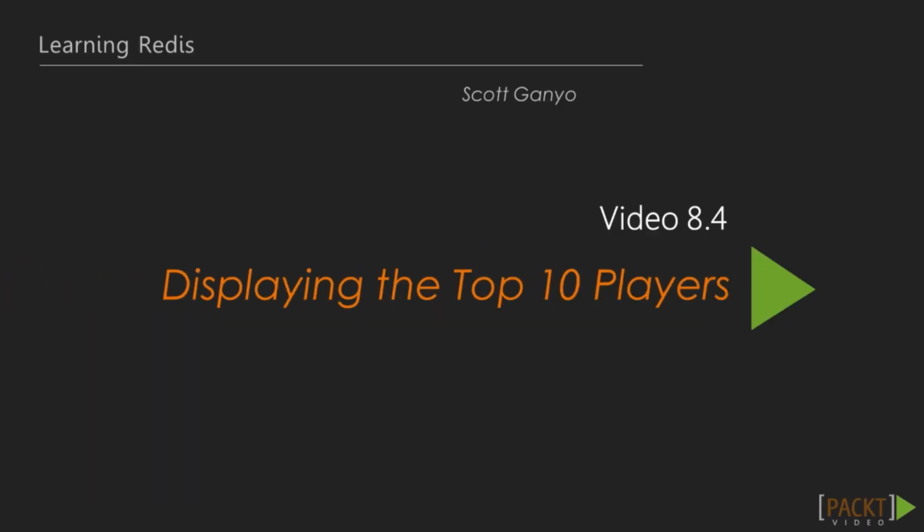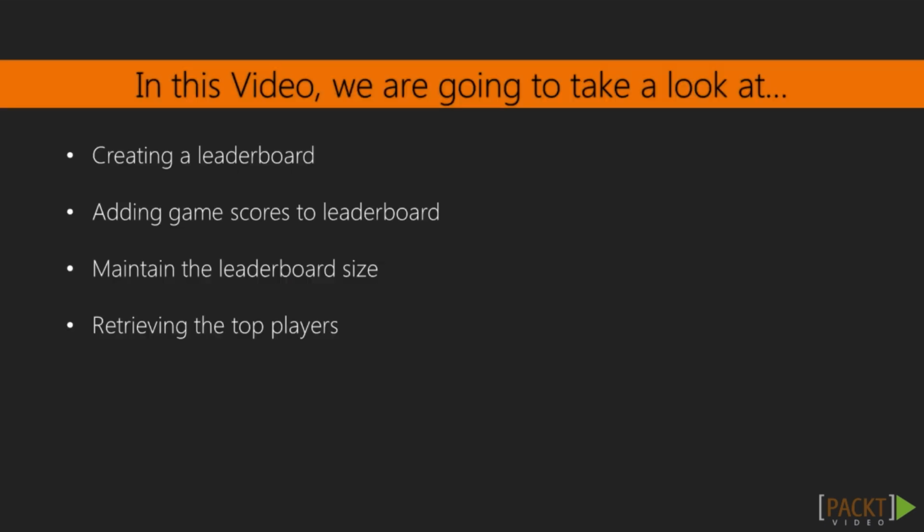Welcome to Learning Redis, video 8.4, displaying the top 10 players. In this video, we'll create a game leaderboard and add the game scores to it. We'll see how we can maintain the size of the leaderboard so it doesn't grow without bounds. And finally, we'll see how to retrieve the top players given our criteria.